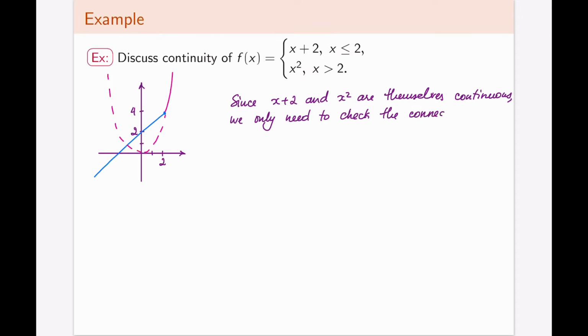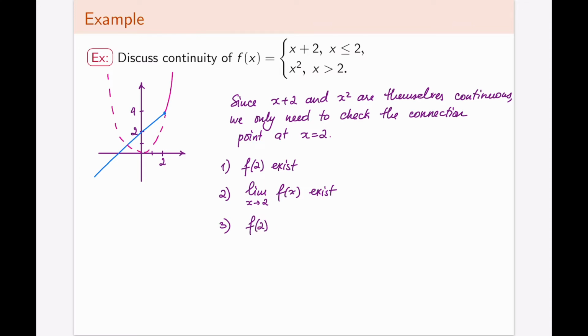equals 2. And this is where we're going to employ our 3 parts of the continuity definition. So first of all, we need to check, does f of 2 exist? Second of all, we need to check whether or not the limit at 2 exists. Let me write that down: does the limit of f of x exist? And finally, we have to check that 1 and 2 are equal. So is it true that f of 2 is actually equal to the limit of the function at 2? These are the 3 points that we have to go through and check for our function.